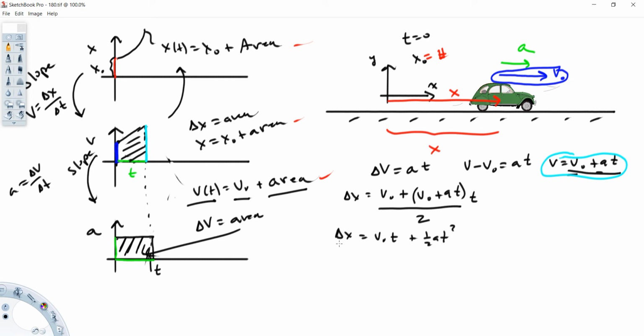Now, delta anything is always final minus initial. So this delta x can be written x final, I'm just going to write that as x, minus x initial, and then equals the rest of this. And if we just put the x initial on the right, we get the following. And there is our function for the position of the car.